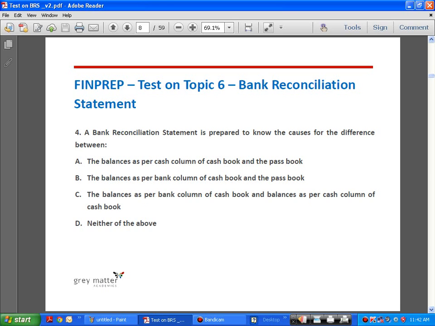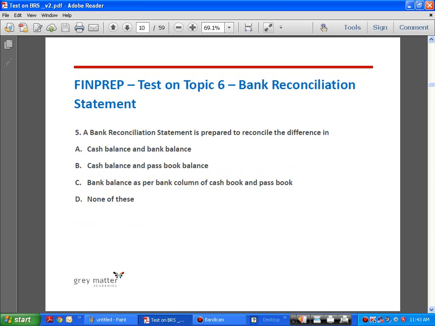A BRS is prepared to know the causes for the difference between the balance as per the bank column of the cash book and the passbook. So answer is B. Question 5 is a repetition of question number 4: a BRS is prepared to reconcile the difference between the balance as per the bank column of the cash book and the passbook.